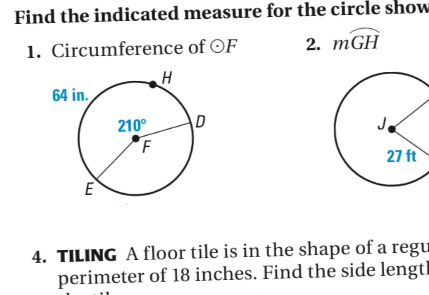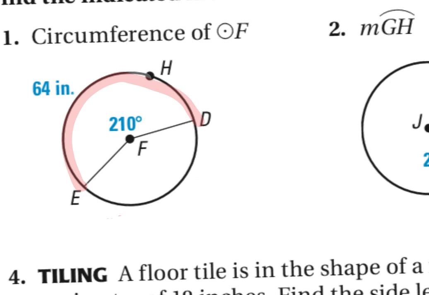All right, one says to find the circumference of F. So you're working backwards because you have the arc length, right? 64 is the arc length. The formula is the length of the arc equals the measure of the arc over 360 times circumference, or times 2 pi r. Because you're looking for circumference, you could literally leave it as the circumference and then just solve for it.